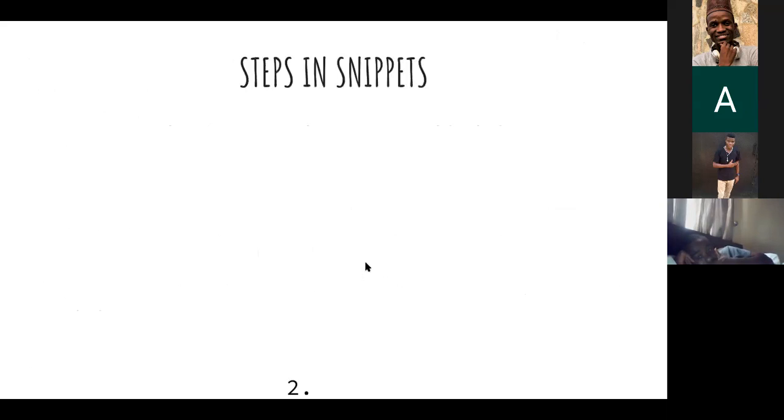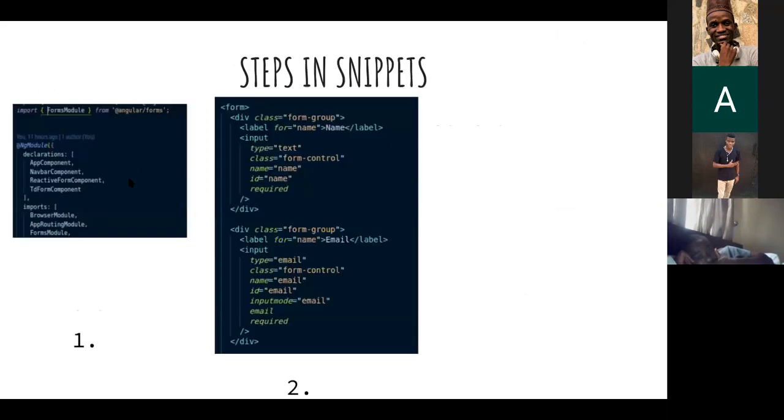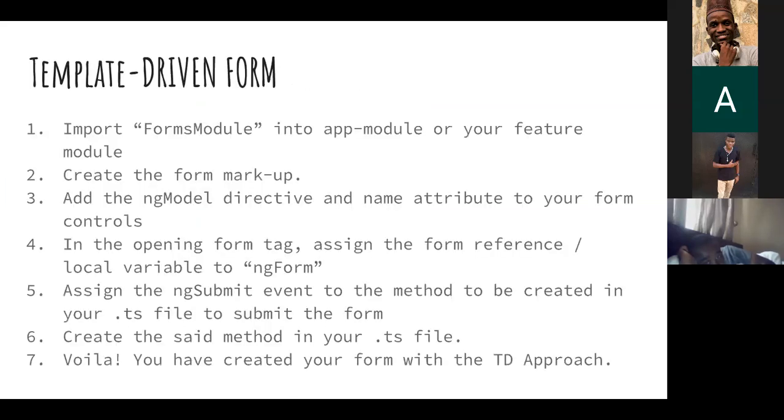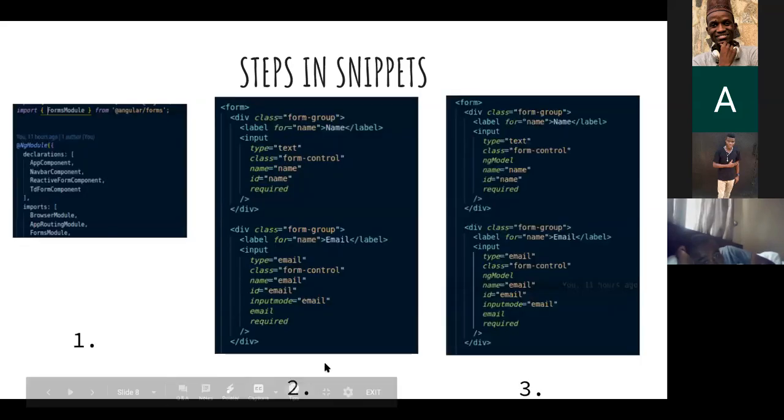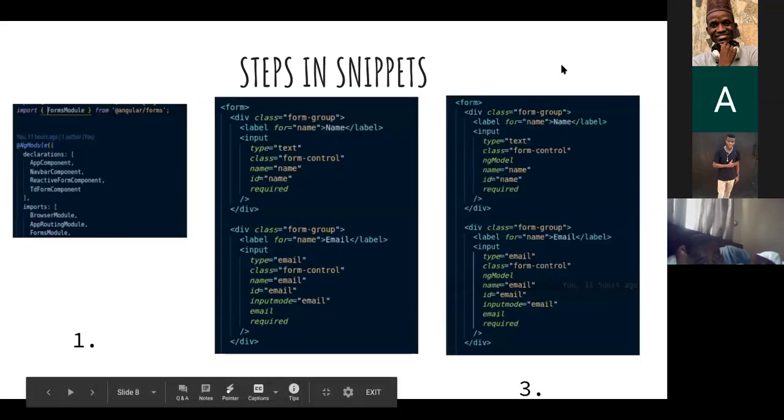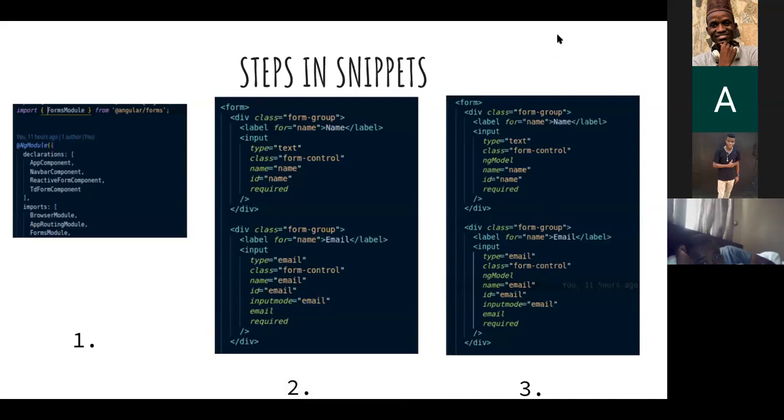Now I'm going to be showing us in snippets. The first step I mentioned is importing the forms module. As we can see, the last item in the first screen, the first snippet, is the forms module. It has been imported into the app module in this case. Now, let's go back a bit. Creating the form markup. That's the second screen we can see here, and the third screen. The second screen and the third screen.